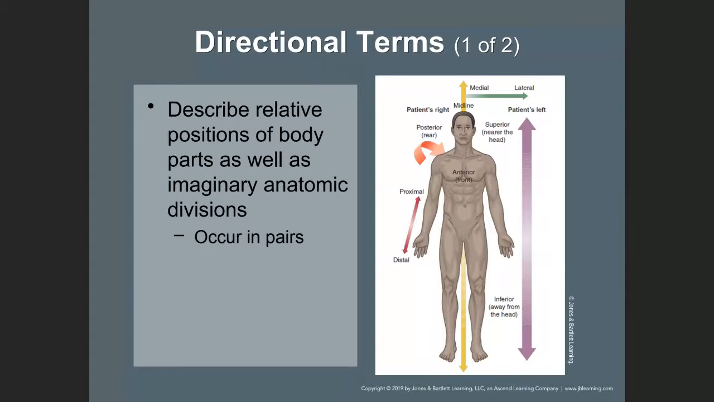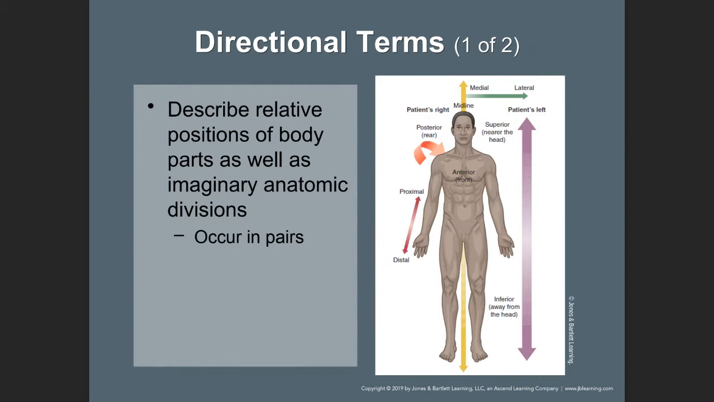Directional terms. Directional terms describe relative positions of the body parts as well as imaginary anatomic divisions, and they occur in pairs. So you have the midline, which divides the body into two equal halves. You have the superior portion, which is nearest to the head. You have the inferior portion, which is closer to the feet. And when we look at the patient, it's the patient's right and left.